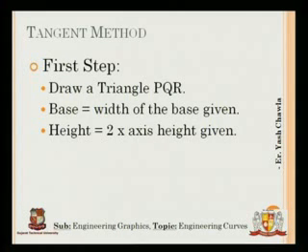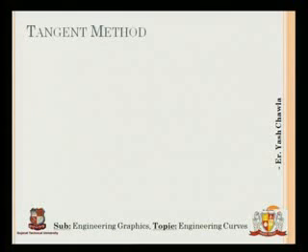Axis height is what? The maximum height that is attained by that particular object if I am throwing it upwards in a parabolic motion. So I'll take the height of the triangle as twice the maximum height attained by the object when it is in a parabolic motion. Let's see.